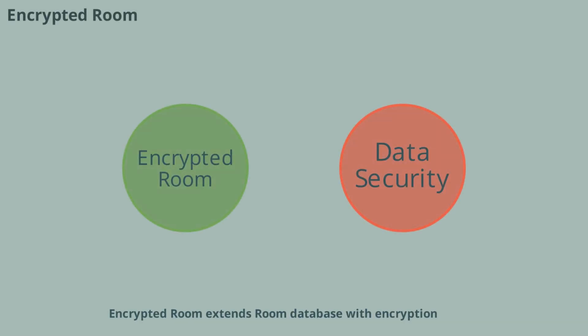Encrypted Room extends the Room database with encryption, securing structured data at rest. It's ideal for storing sensitive information, ensuring compliance and user trust. By combining Room's features with encryption, developers can build secure, reliable apps.